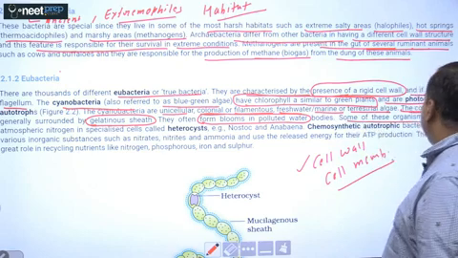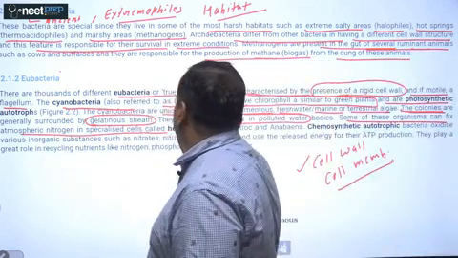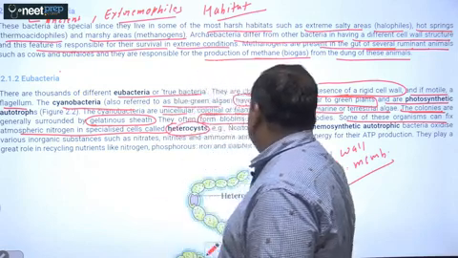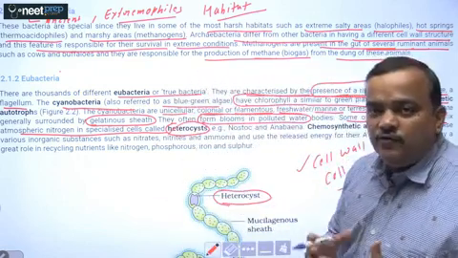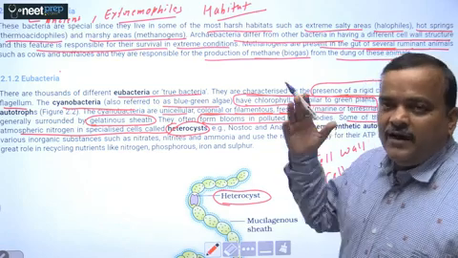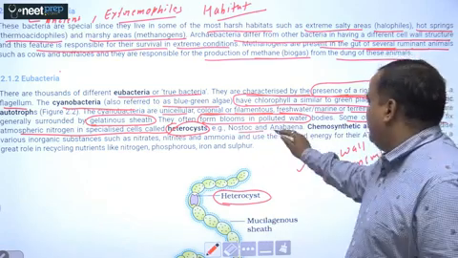Some of these organisms can fix atmospheric nitrogen in a specialized cell called heterocyst. That means they have a specialized, thick wall cell, the heterocyst, where the enzyme nitrogenase is present, which can convert atmospheric nitrogen into ammonia, like Nostoc and Anabaena.